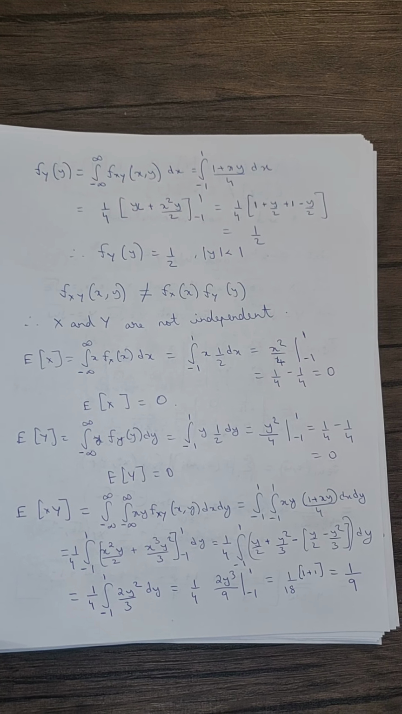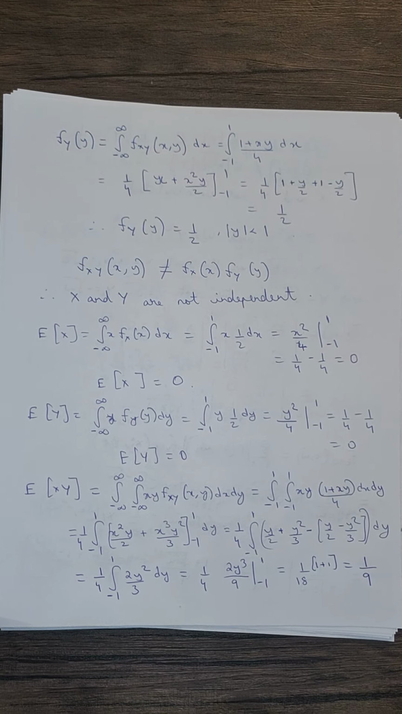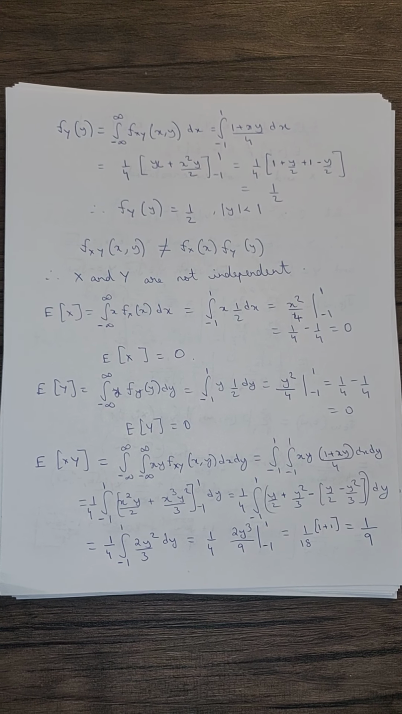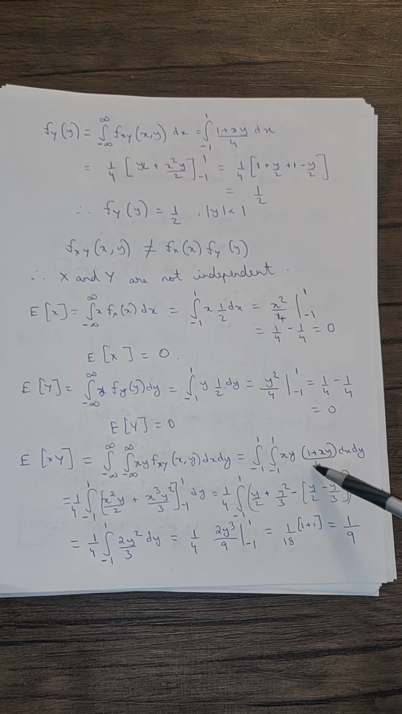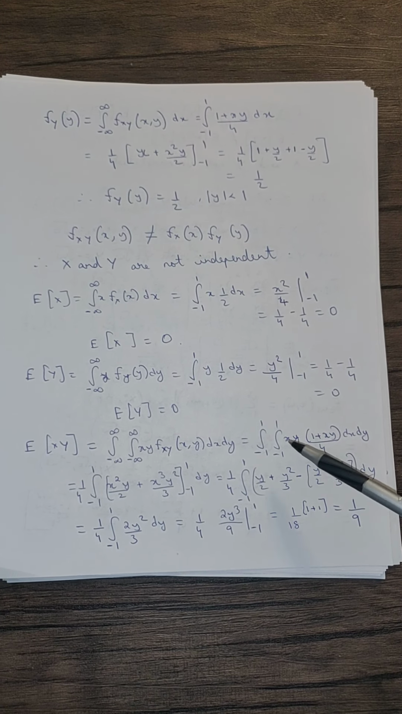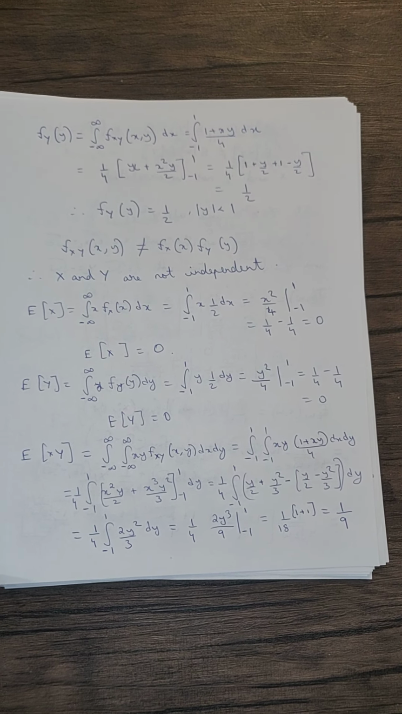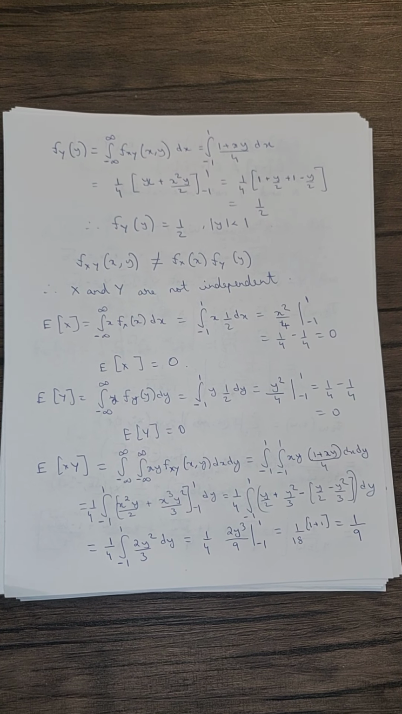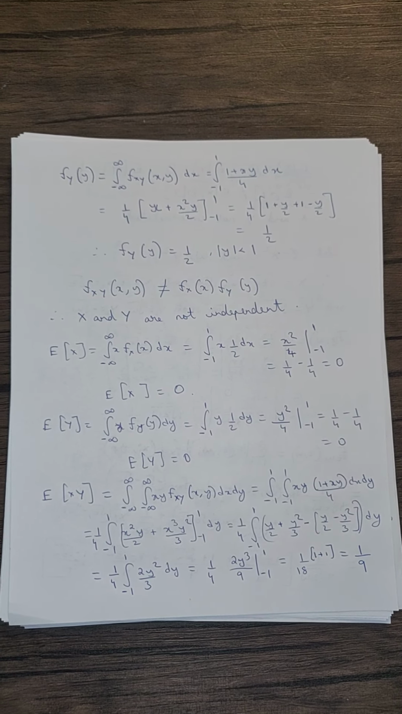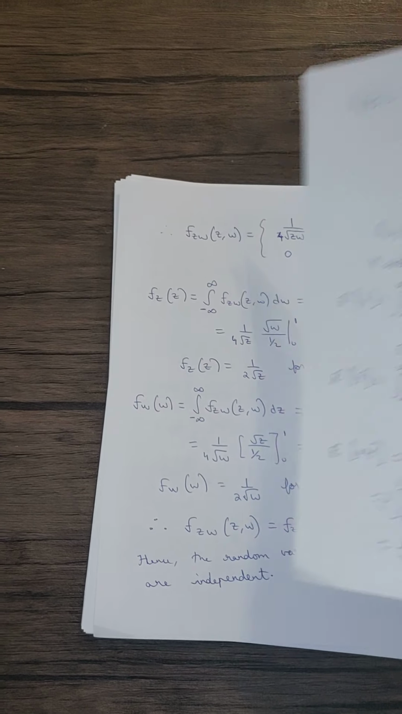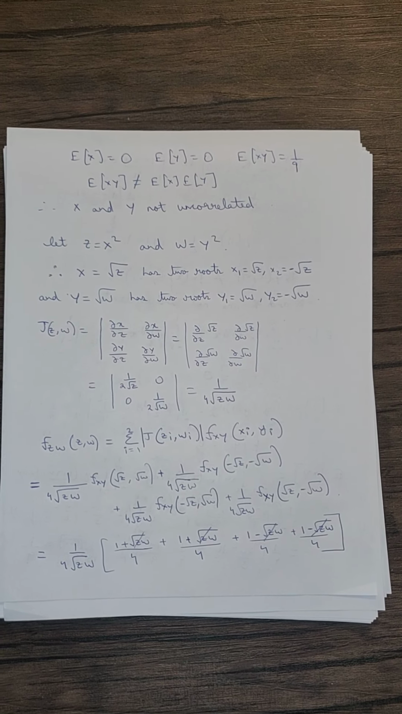Now the expected value of xy is the double integral from minus infinity to infinity of xy times the joint density f_XY(x, y) dx dy. Substituting the limits and the density function and solving this integral, we get a non-zero number, which is 1/9. So the product of the two expected values is not equal to this, therefore x and y are not uncorrelated.